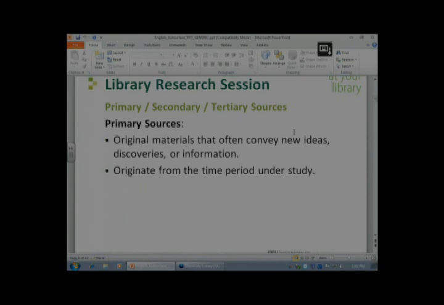Think in terms of primary material originating from the time period under study, and that means historically, primary materials are biographical; they could be diaries, travel logs, right? Travel writing's hugely popular these days in the bookstores. Travel writing is a good example of what's usually primary information, because it's usually first-hand accounts of somebody's actual travel.